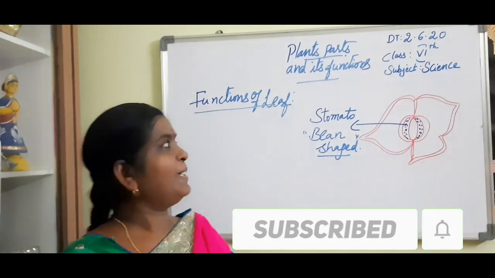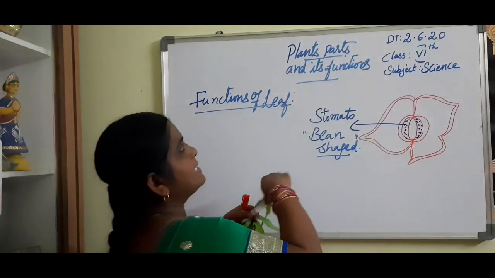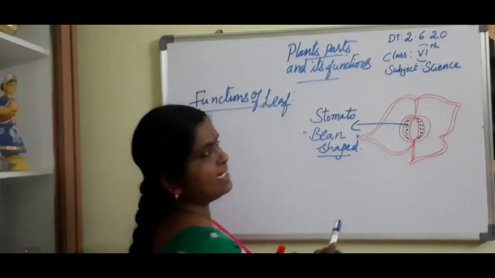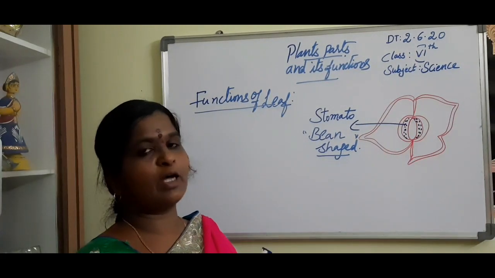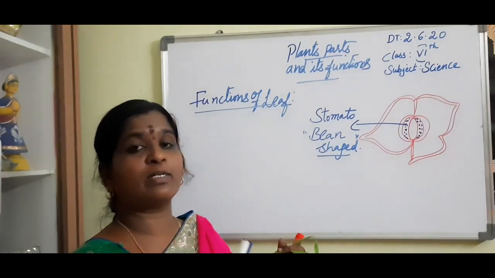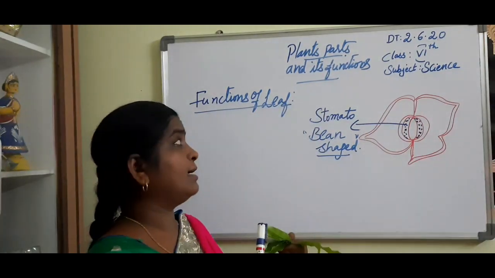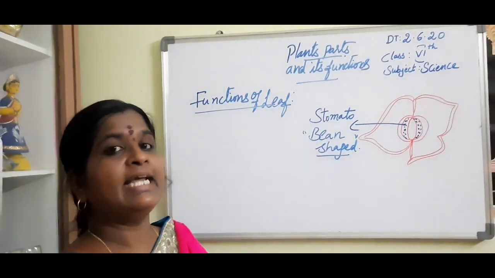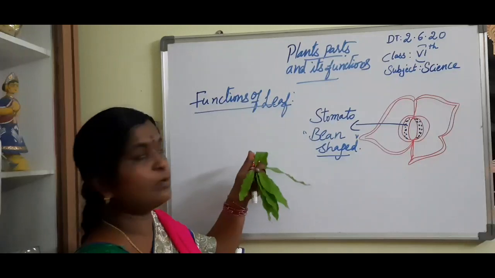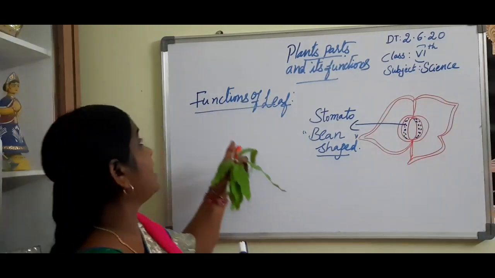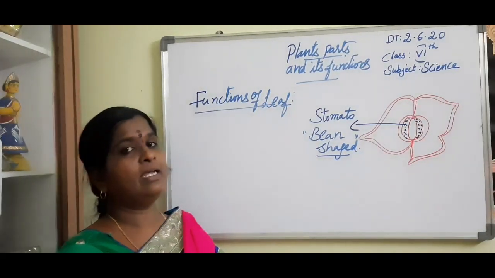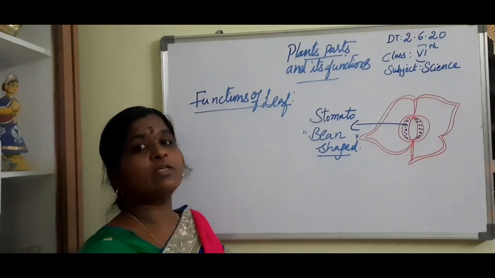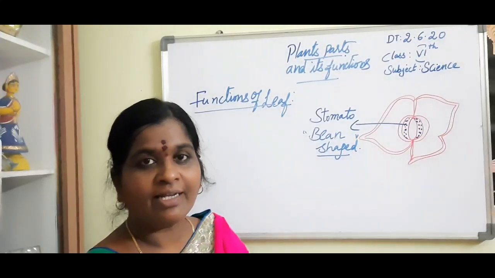Children, our topic is about plants, parts and their functions, from 6th standard. Already in part 1 and part 2 we have discussed the different parts, the root, and the importance of the leaf. Some amount is left about the leaf, so today we are discussing the functions of a leaf. Before that, what is the importance of the leaf?